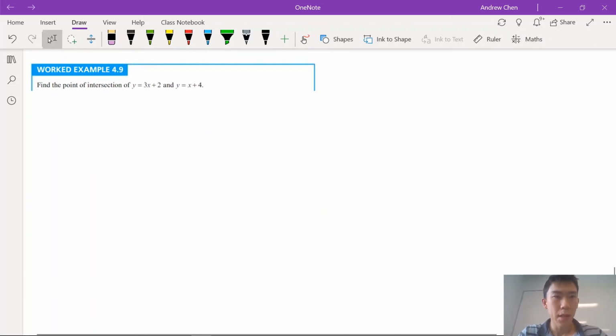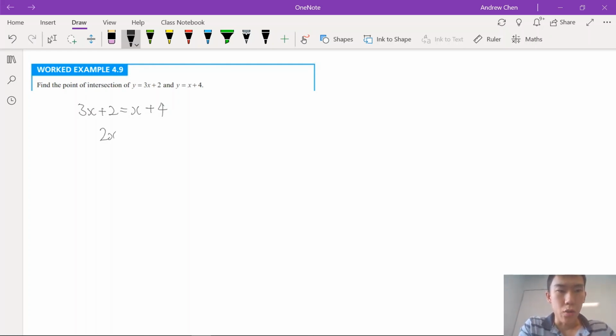Alright, lucky last, 4.9. Let's have a go. Find the point of intersection of y equals 3x plus 2 and y equals x plus 4. So we're trying to find the point of intersection, which means we're going to let y equal y. So basically sub one equation into the other. Then we can solve for x, so 2x equals 2. That means x equals 1. So at x equals 1, that's where the point of intersection is.